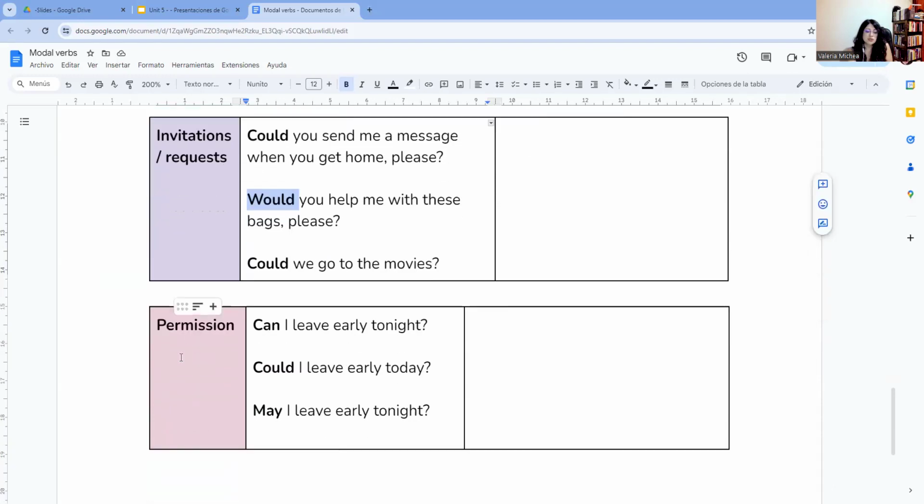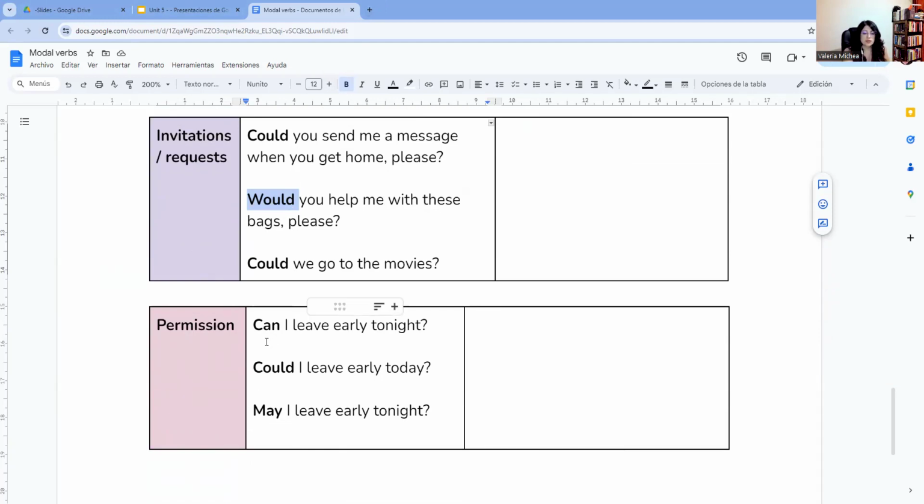Then we have permission. Of course, we can use modal verbs for permission. For example, can I leave early tonight? I'm asking for your permission to do this. Or could I leave early today? Also possible. Or also possible to say, may I leave early tonight?